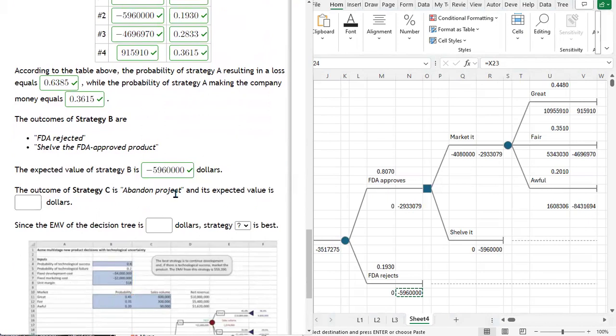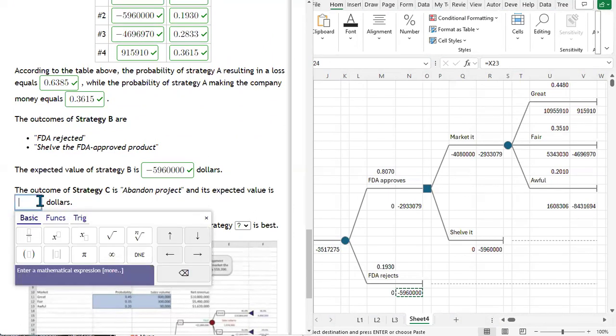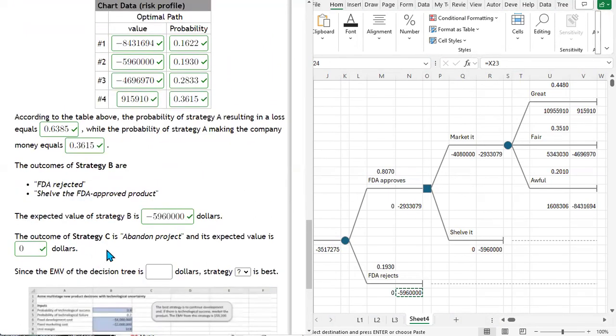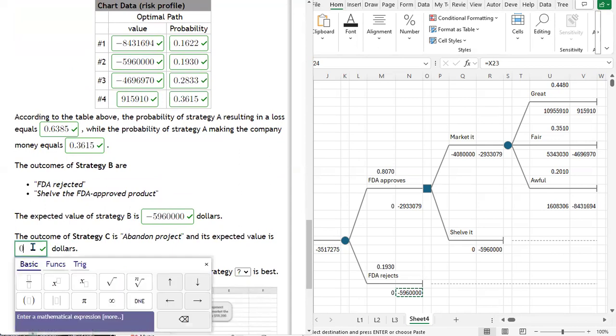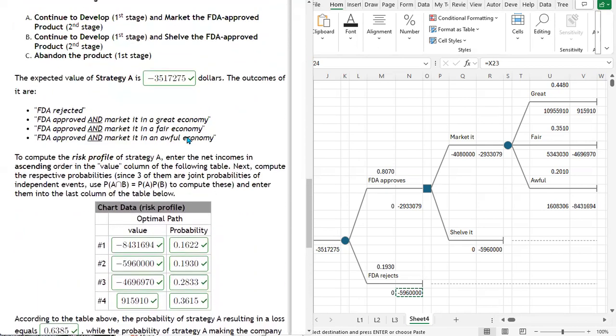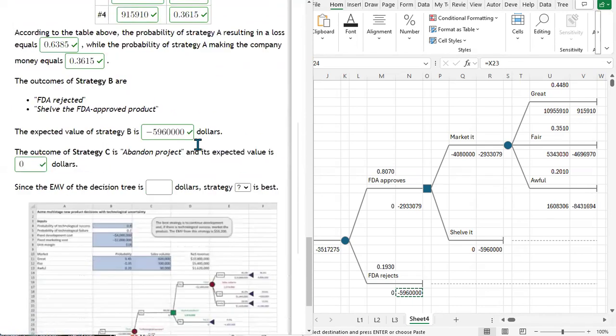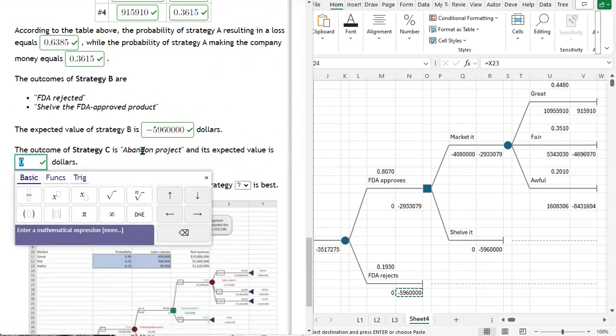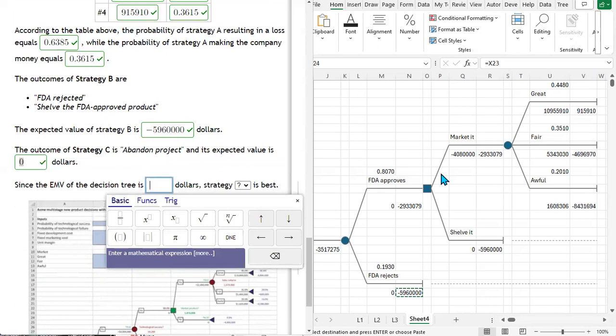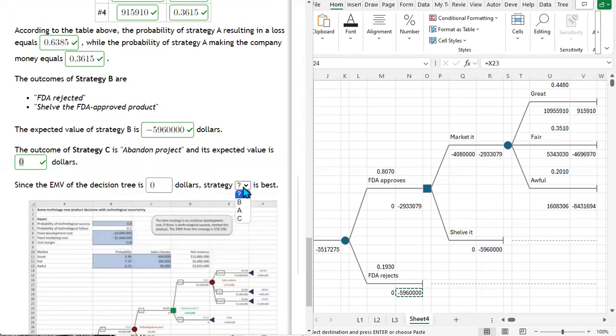The only outcome of strategy C is abandon project. Well, if you abandon the project, the expected value is $0, right? Now, the expected monetary value is going to be the maximum of this value, that value, and that value. And since this is the maximum value, the expected monetary value of the decision tree is 0. And the best strategy is C, abandon the product.